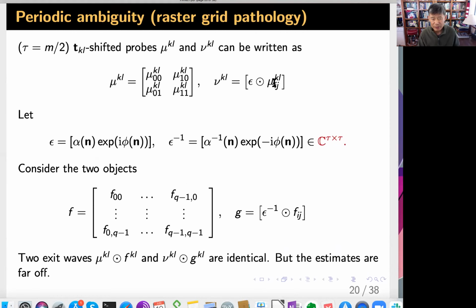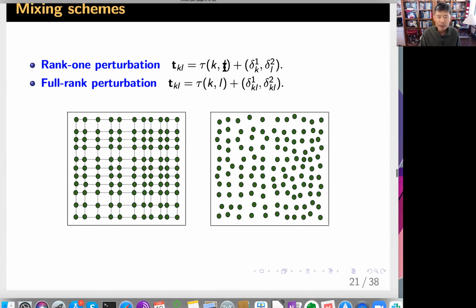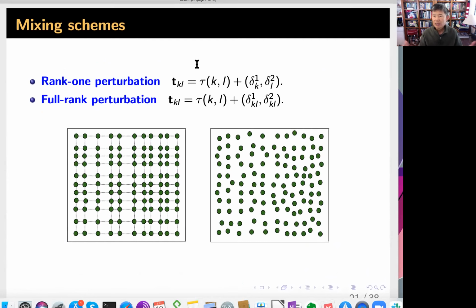Physicists call it raster group pathology. So in any case, to break that, you actually need random perturbation. So we come up with a mixing scheme. Let's say if you take a raster scan, you do certain, it doesn't have to be random, some irregular perturbation to it, okay? You can perturb it with what I call rank 1 perturbation.